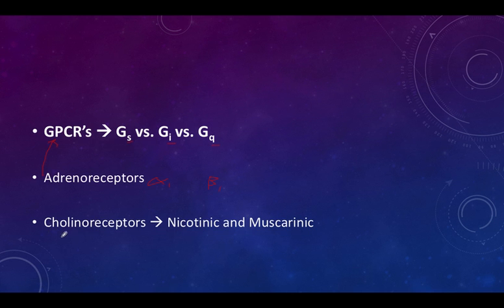But the cholinergic receptors, anything that responds to acetylcholine. There's nicotinic and muscarinic. And these mechanisms, remember, are very different. Nicotinic is ligand gated, and then muscarinic are G protein coupled receptors. Okay, so adrenergic receptors, muscarinic receptors are G protein coupled receptors. That's really important, the difference. And then nicotinic receptors are ligand gated receptors. But remember, nicotinic and muscarinic both respond to acetylcholine. Okay.